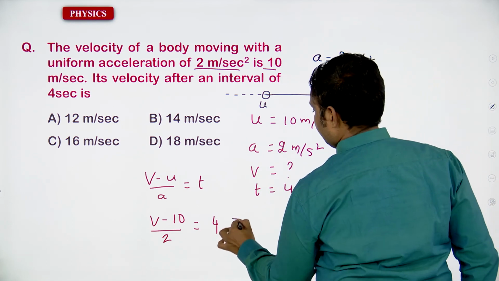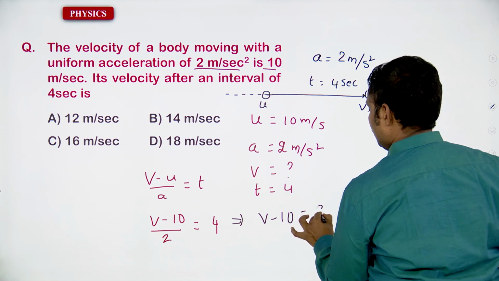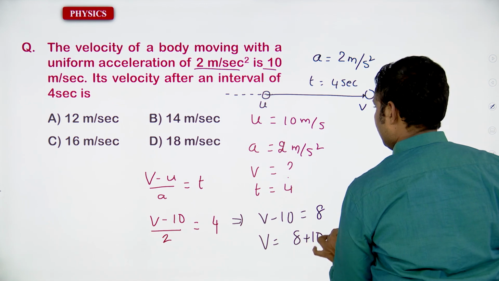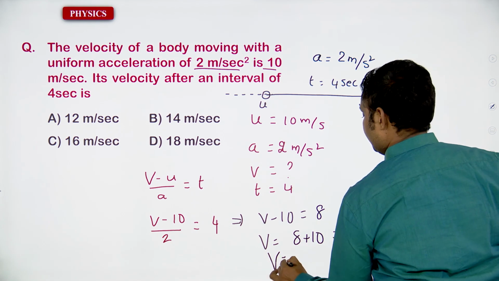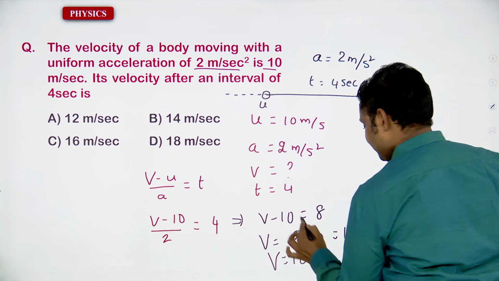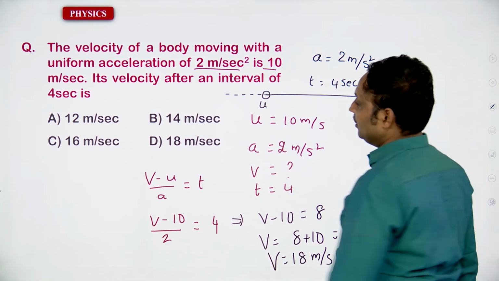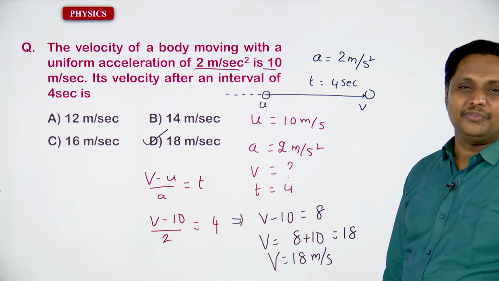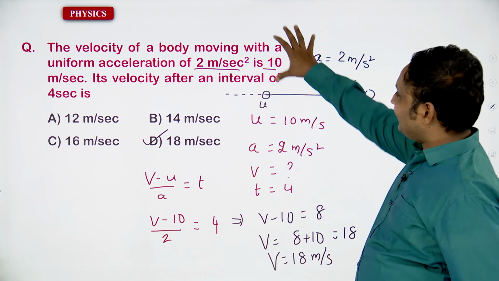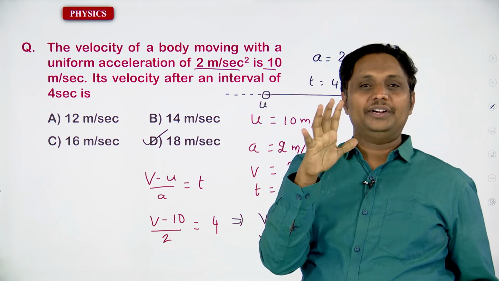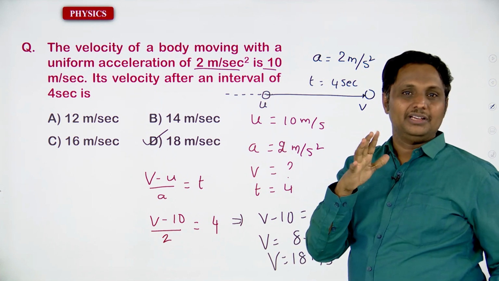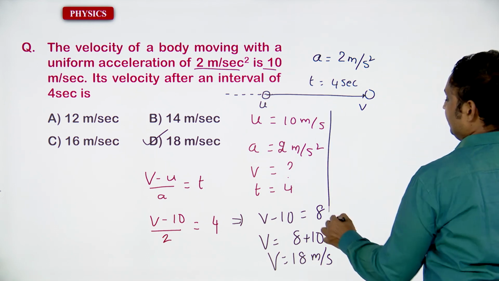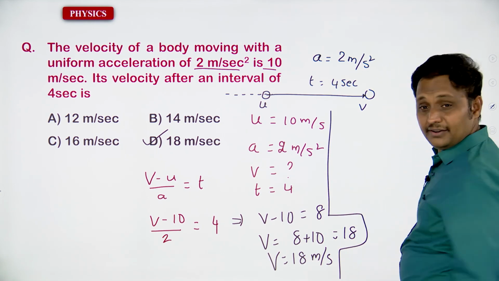That implies v minus 10 is equal to 8. So, v is equal to 8 plus 10, that is going to be 18. So, v is equal to 18 meter per second. This is the option that we have to choose, that is D, all right. So, we can solve the problems very easily, all of you. So, velocity depends on derived quantities: acceleration, initial velocity, final velocity, all these are going to be dependent factors. It's very clear.